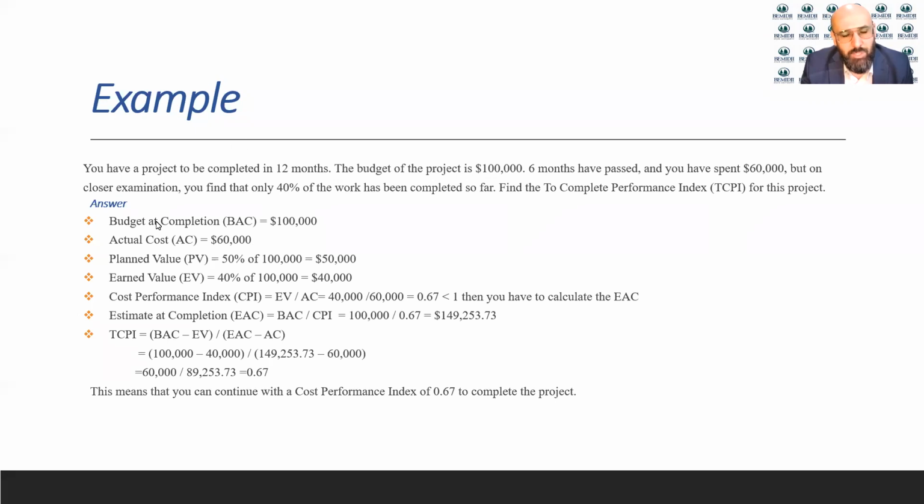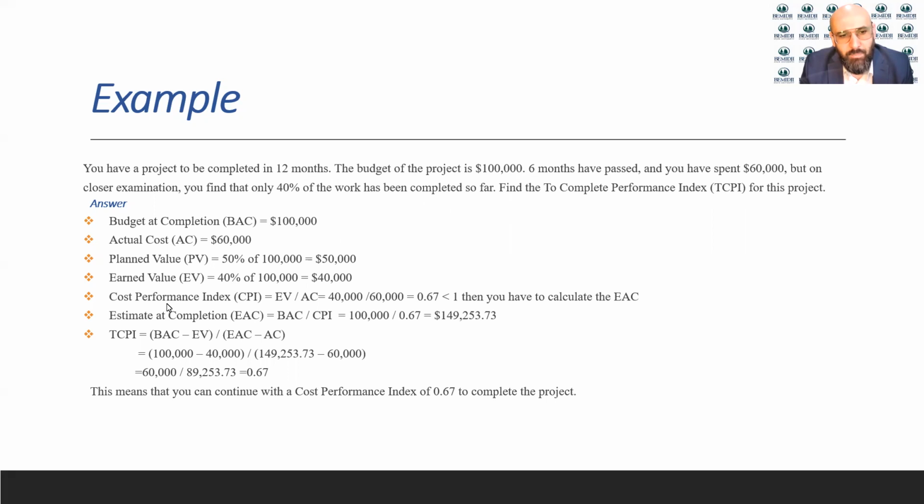So let's start with the budget, BAC 100. Actual cost is right here, 60,000. Planned value based on the schedule: the project is 12 months, we are at 6 months, so we have 50% of the 100. That would be 50,000 as a planned value. Earned value is based on how much you actually completed, which is 40%. 40% times 100 would give you 40,000.